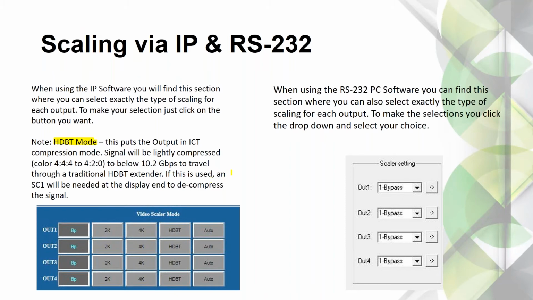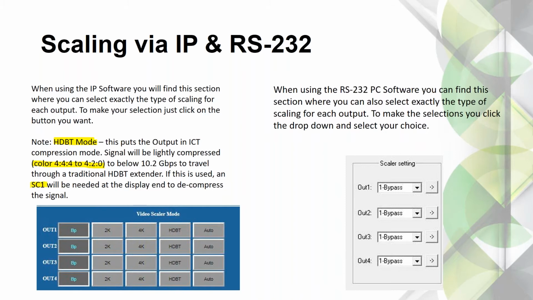what that does is that takes and does our ICT compression. ICT is invisible compression technology. You're going to see that when I talk about some extenders and some of our matrices with built-in HDBaseT. We do use the HDBaseT transport mechanism, but we do light compression. We take and do color compression from 444 to 420, and what we can do is non-destructively compress the colors to get the signal down under 10.2 gigabits, so it can travel through that HDBaseT extender set.